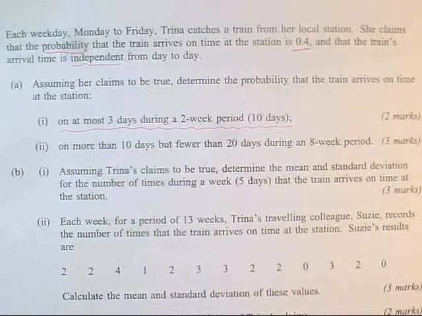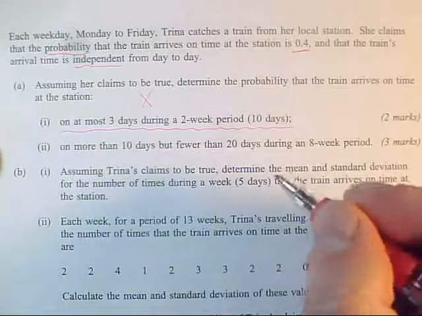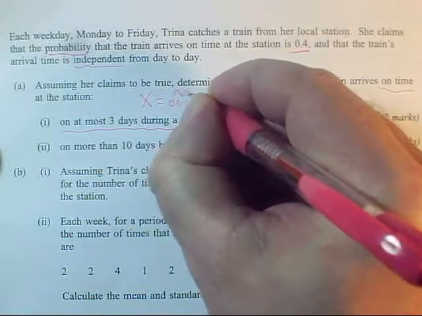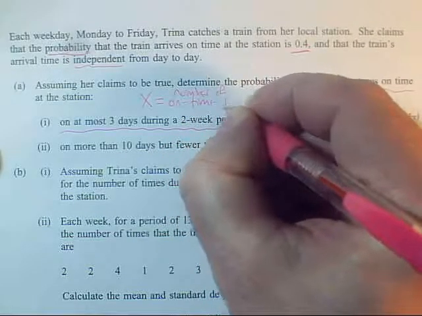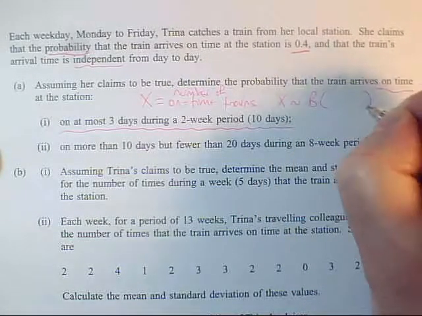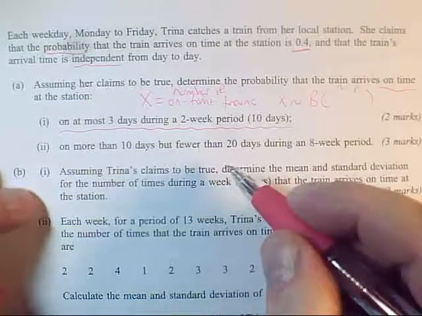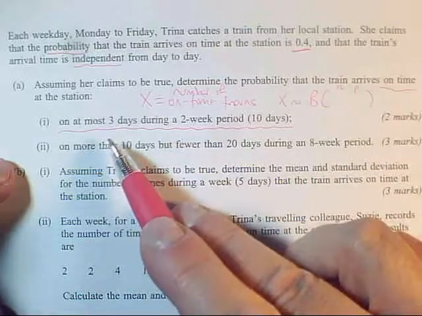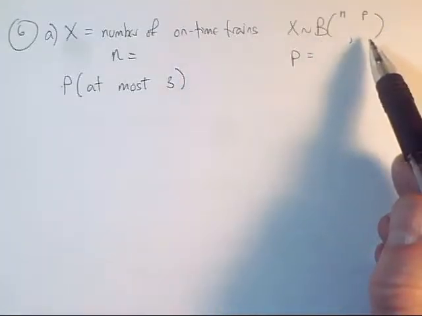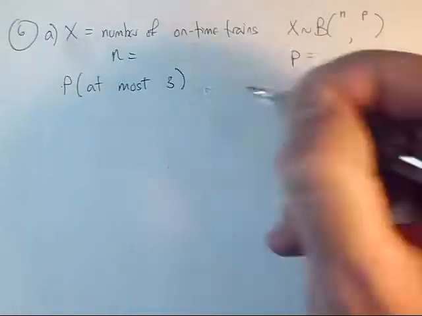Okay, so we know that we are dealing with X, whatever X is. X must be the number of on-time trains. So I should put, X is the number of on-time trains. And X tilde a binomial distribution, and you're going to set up a value of n and a value of p. And all that should be in your solution template, actually. So on at most 3 days during a 2-week period, it's going to look like this. You're going to set up your binomial distribution. You're going to be really clear about what n and p are. And then we're going to get the probability of at most 3.